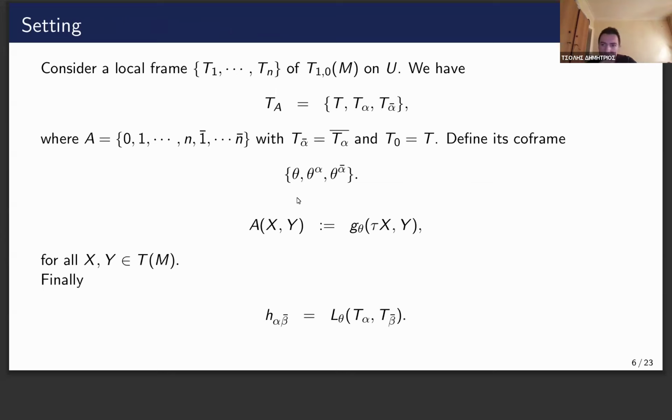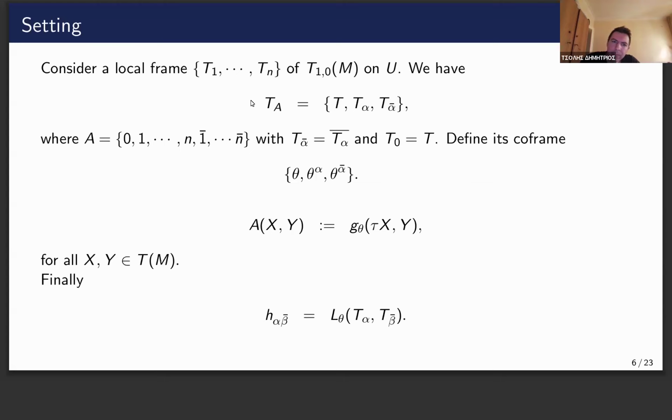Now, let's give us some setting of where we're about to talk. Now we consider a local frame. Now we switch to the Sub-Riemannian setting. So we are in the Pseudo-Hermitian structure, and we just fix a local frame T1 to Tn, and this is a frame of this T10, as we talked in the previous time. It's defined on an open set U. This is just part of the cover.